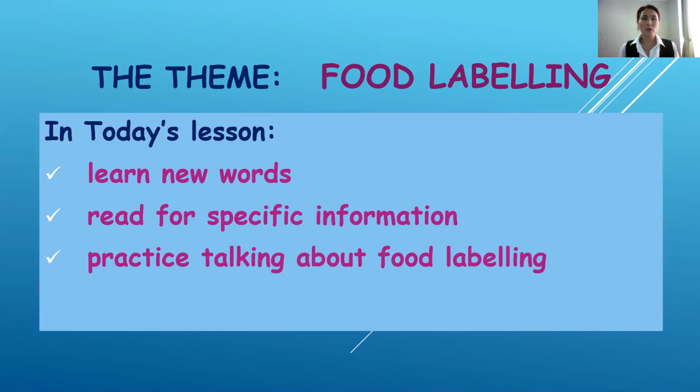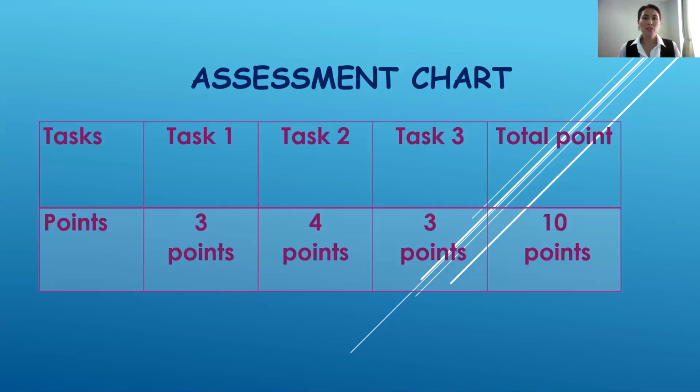Look at the plan of our lesson. In today's lesson, you'll learn new words, you'll read for specific information, and you'll practice talking about food labeling. Pay your attention, please, to the assessment chart. Today, you should do 3 tasks, and for the first task, you'll get 3 points, and for the second task, you'll get 4 points, and for the third task, you'll get 3 points, and the total point will be 10 points. Good luck.